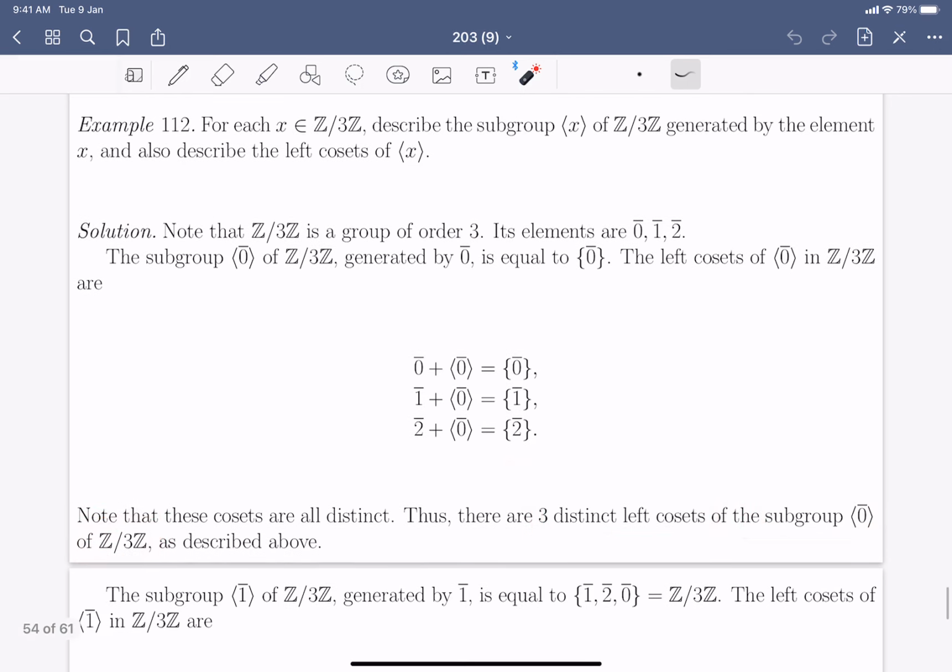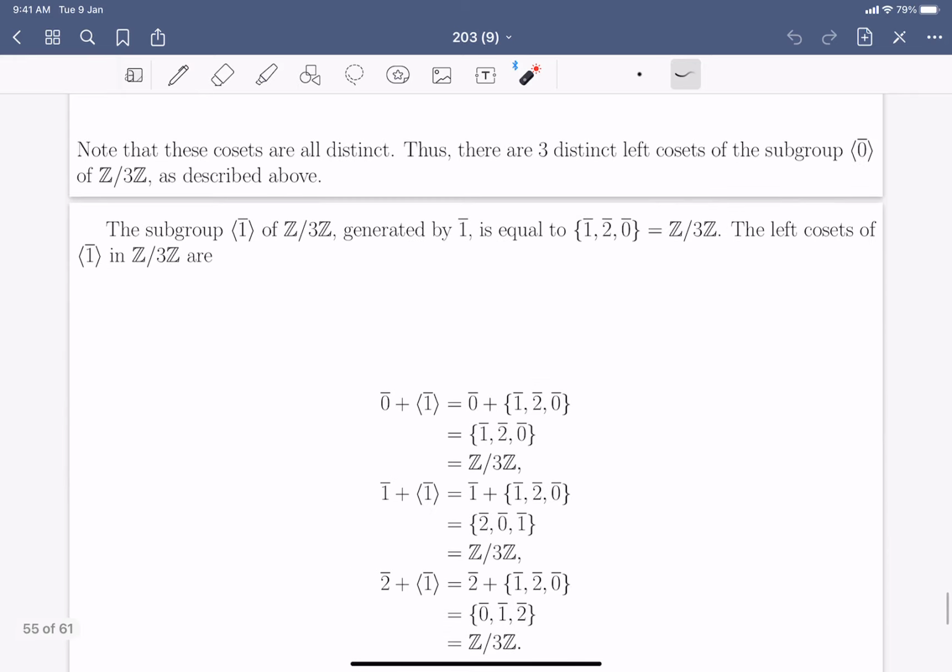Fine. So now we need to repeat the same thing for 1 bar and for 2 bar. So if you look at the element 1 bar of Z mod 3Z, and you look at the subgroup of Z mod 3Z generated by 1 bar, then you have to collect 1 bar raised to n. And raised to, in the sense, 1 bar composed with itself n times when n is positive, and when n is negative, you know what to do.